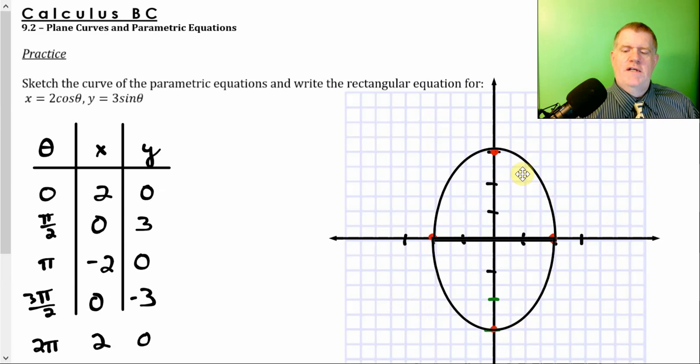So there's my ellipse. Where does it start? It started at 2, 0. So it starts at 2, 0. This was theta equals 0. And then it went up to 0, 3. So it's traveling this direction.